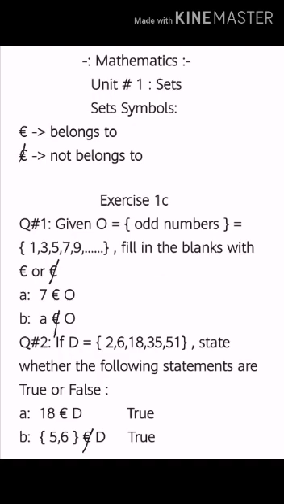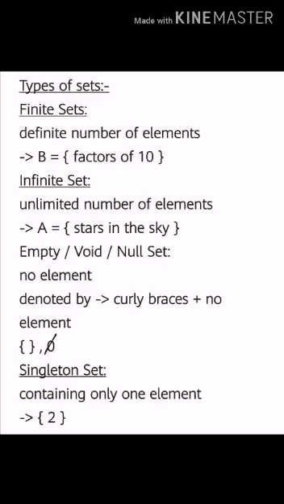Part B: 5 and 6 does not belong to D. These two elements are not present in the set D, so we will write this statement as true.